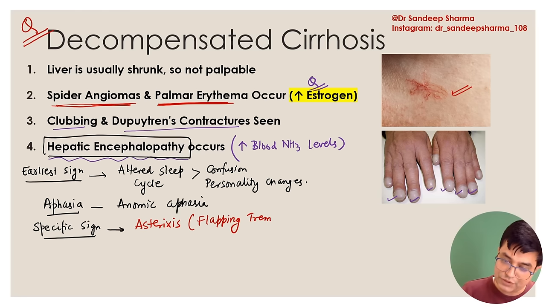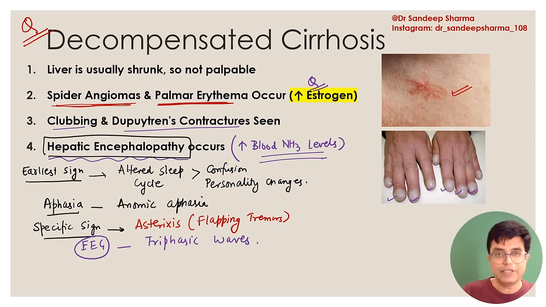Flapping tremors. And what is the EEG finding in these patients? When you do EEG, you will find that triphasic waves are seen. So triphasic waves will be seen in hepatic encephalopathy. And what will happen to the blood ammonia levels? They will be elevated, which we have already written.